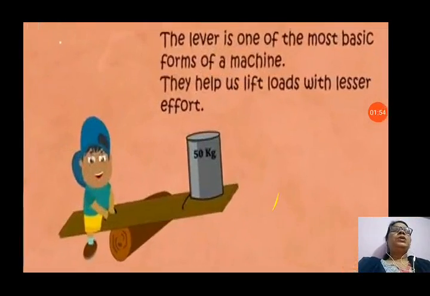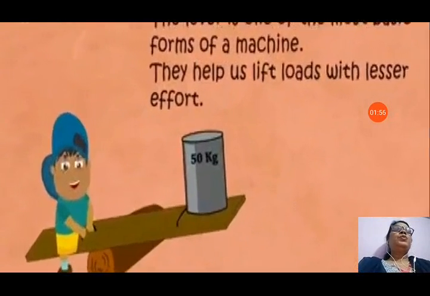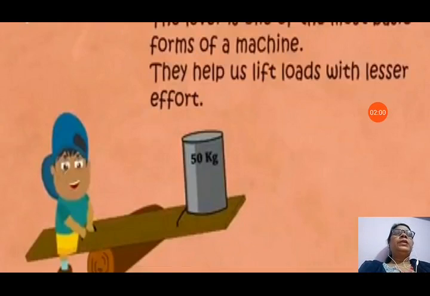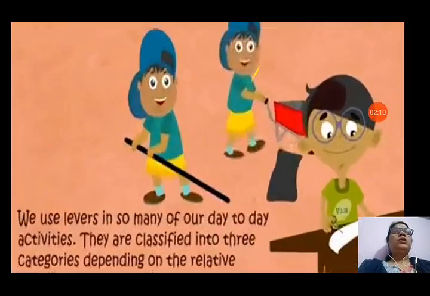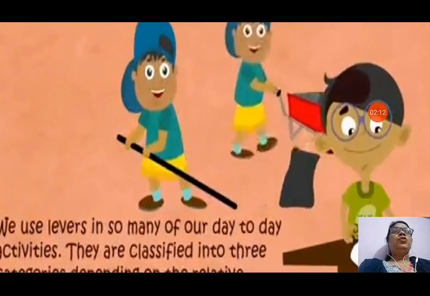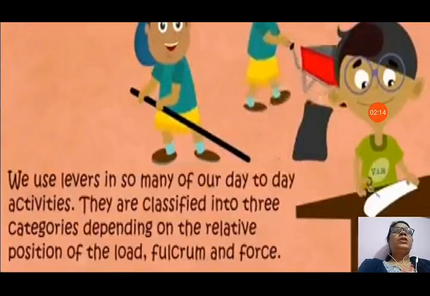In this picture you can see the lever is one of the most basic forms of a machine. They help us to lift loads with lesser effort. We have to apply lesser force when we use a lever to lift any load. So let us see about these objects. We use levers in so many of our day-to-day activities.